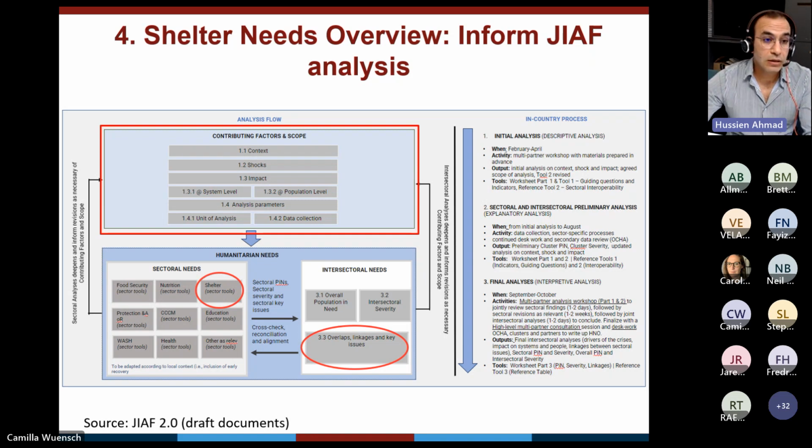Then the SSC will continue implementing the shelter tools here to estimate the severity and the PIN figures for the shelter cluster, and will as well contribute to the overlap linkages and the key issues, which is the intersectoral analysis done by GF. So we are using and contributing to the GF analysis that's happening at the intersectoral level. That's why it's important when we implement the SSC in the countries to have a more or less aligned timeline or aligned agenda with the GF implementation and the intersectoral implementation.